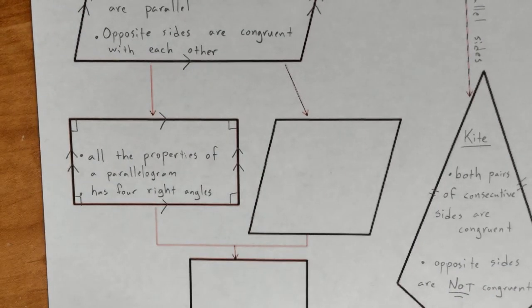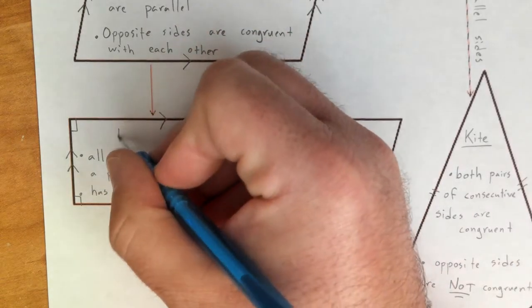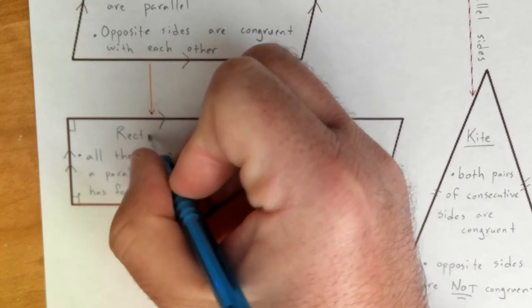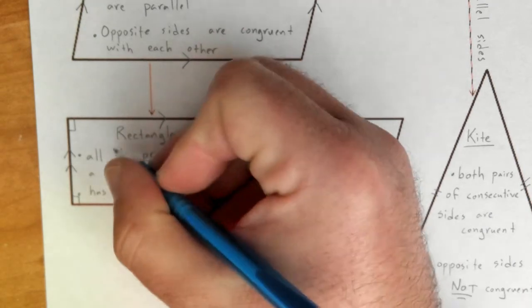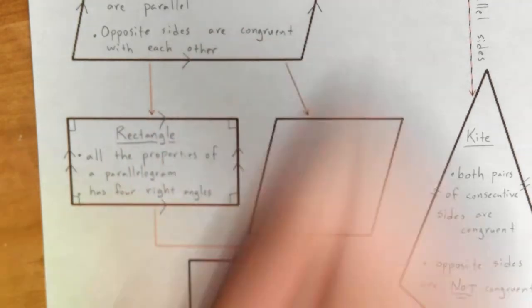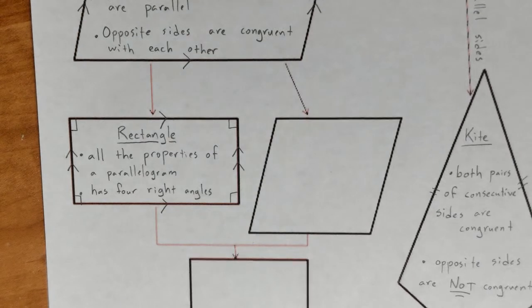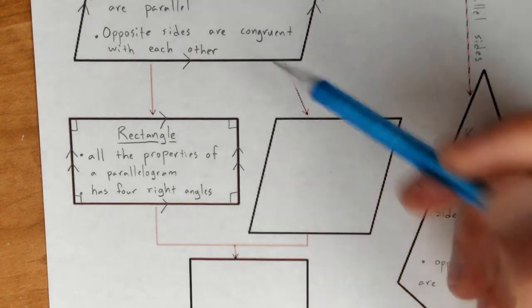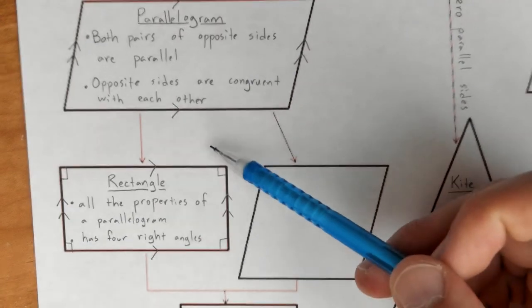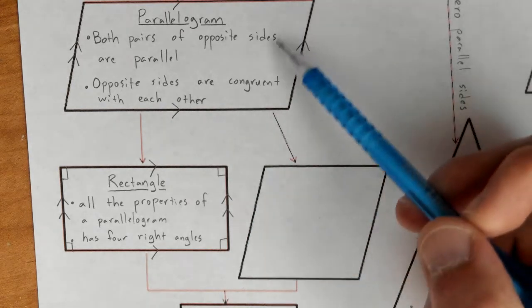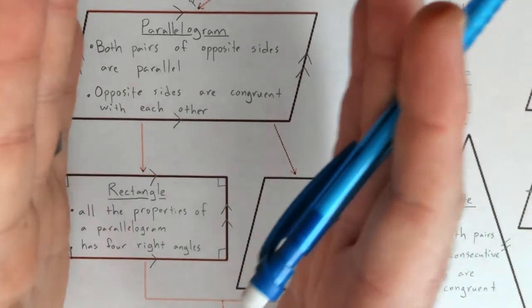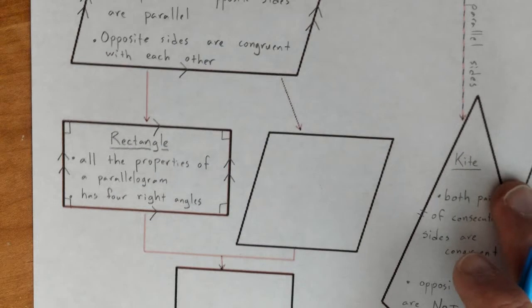So this parallelogram, this quadrilateral, is also a rectangle. Also a rectangle. So all the properties of the parallelogram plus four right angles. It's kind of if you take this and just straighten it out a little bit.